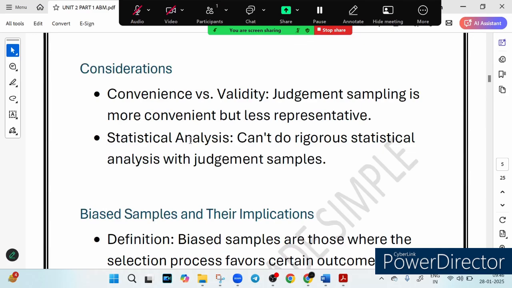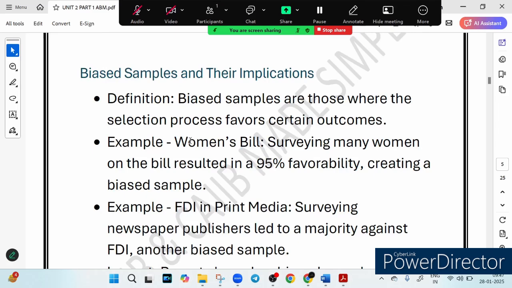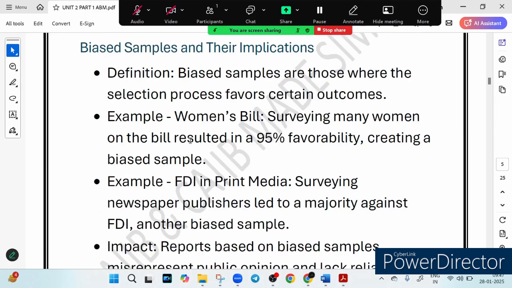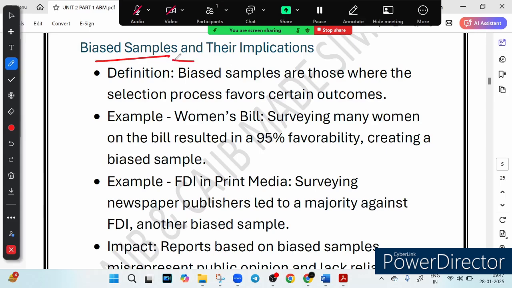Now let's talk about the biased sample and its implications. What is the meaning of a biased sample? Friends, what exactly is a biased sample? It is when the way we choose our sample favors certain outcomes and does not fairly represent the entire population. Let me highlight the key point: favoring certain outcomes means the way we choose our sample favors certain outcomes and does not fairly represent the entire population.